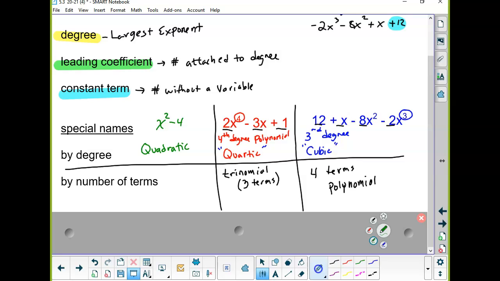Okay? And then how many terms does this have? This has 2 terms, so it would be considered a binomial. Bi meaning 2.